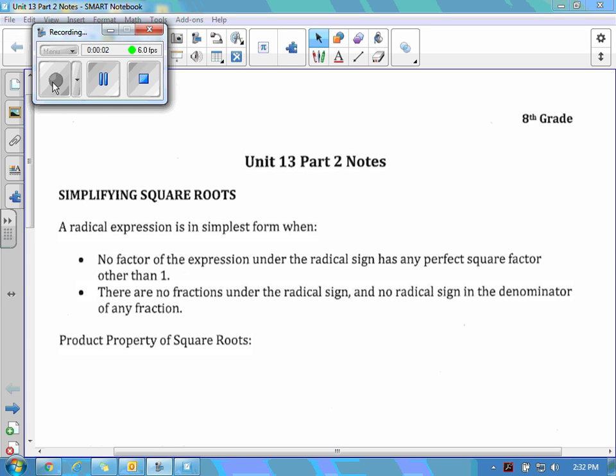In Unit 13, Part 2, we are talking about simplifying square roots. I think this is a pretty difficult concept, so if you have questions, make sure to ask. I'll do my best to explain it in the video, but if you need any help, do ask.